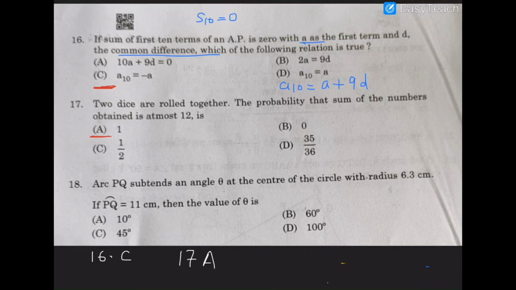In the 18th, arc PQ subtends an angle theta at the center of the circle with radius 6.3. PQ arc is given as 11 centimeters. You have to just put the value in. 11 is equal to theta by 360 into 2 pi r. Putting the value of r over here and calculating, you will get 100 degrees. So for the 18th, D is the correct answer.